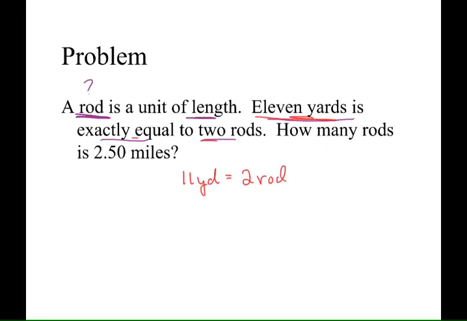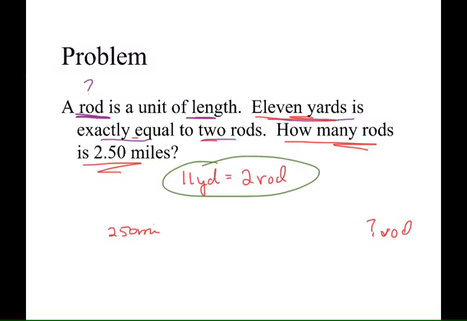And then it says how many rods are in 2.50 miles. Okay, so we're going to go from 2.50 miles to question mark rods. Now, they didn't give this to you for no reason at all. So we could actually backtrack. Do you see we can get to rods if we knew yards? Does that make sense? Okay.